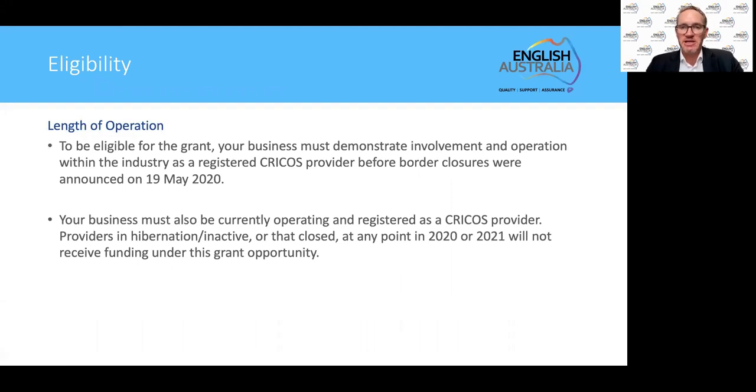Just reinforcing, the eligibility is for CRICOS registered providers that were in operation prior to the border closure. That's taking us back to providers that were operating before the 19th of May 2020. You must have had that business operating before that period. Now, I referenced that we know it's been a difficult period, and we've worked with providers that have gone into hibernation during the previous program or the current running program. If for any reason your college has been inactive or in hibernation during any point in 2020 or 2021, you're not eligible to apply for funding under this grant opportunity. So again, it's for providers that have continued to operate during that period.